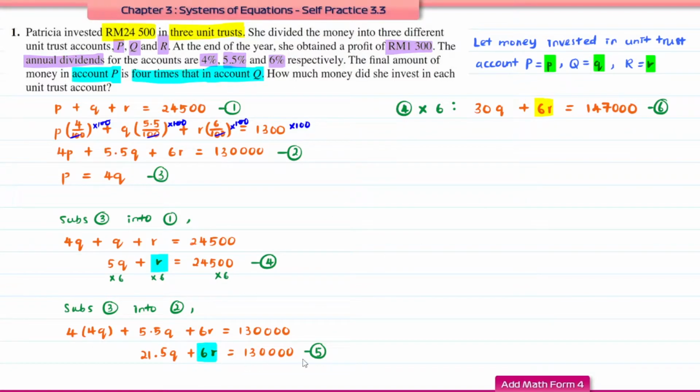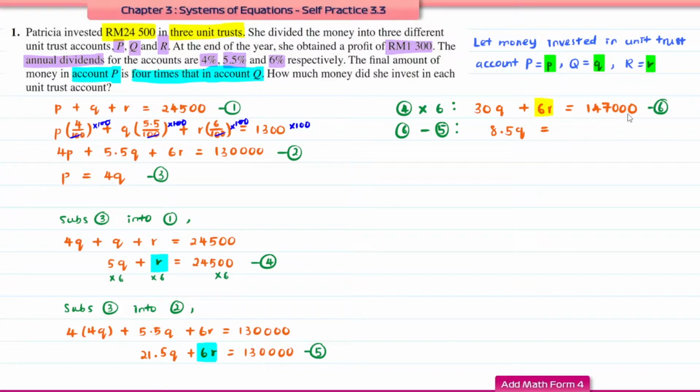Now let us look at equations 5 and 6. To eliminate r, we're going to use equation number 6 minus equation number 5. So 30q minus 21.5q is equal to 8.5q. And 6r minus 6r is equal to 0.